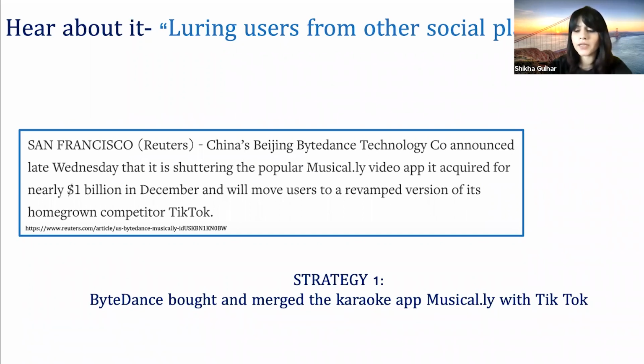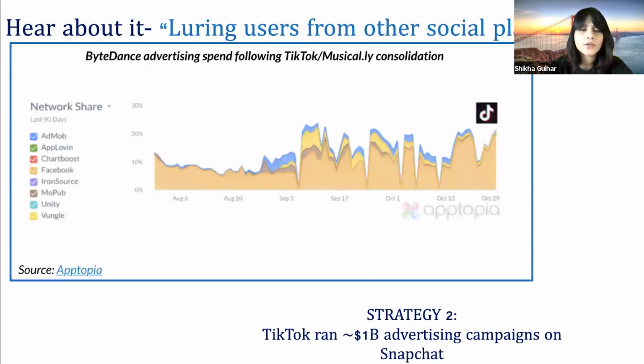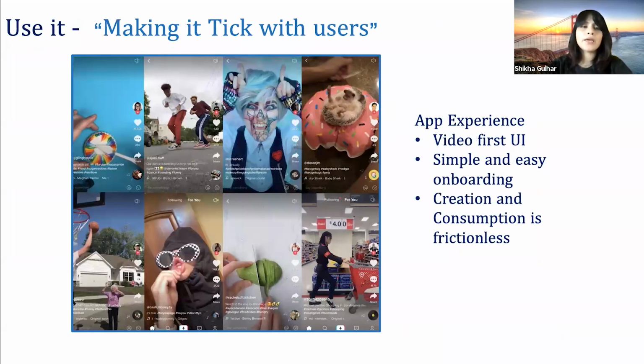But that was just the beginning. Furthermore, post this acquisition, tons of money was spent on advertising campaigns over different social media platforms. As you can see, there was a $1 billion advertising campaign that was run just on Snapchat itself. And this strategy still continues, as in 2020, the ad spends had jumped by 75 times from merely May to November. So now that you have got enough people to come and start trying your product, the final litmus test lies in how good your product is.